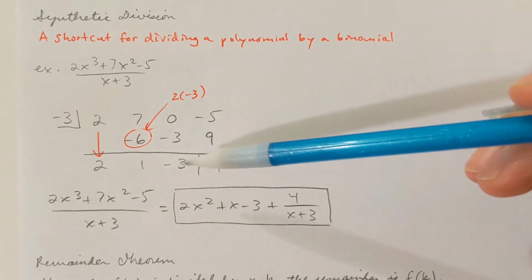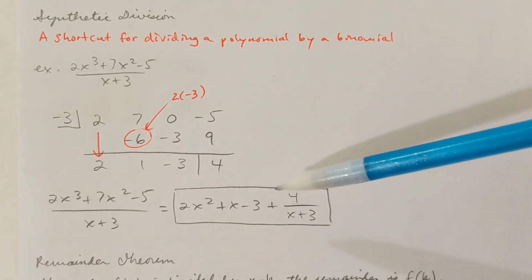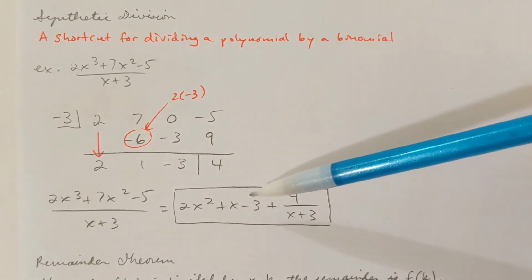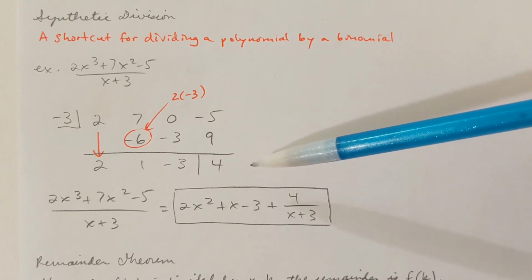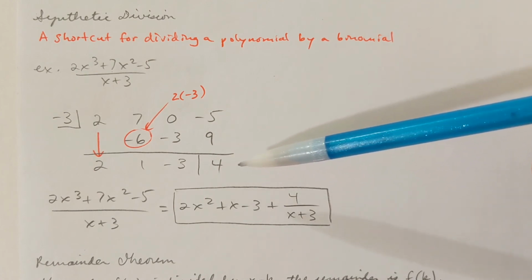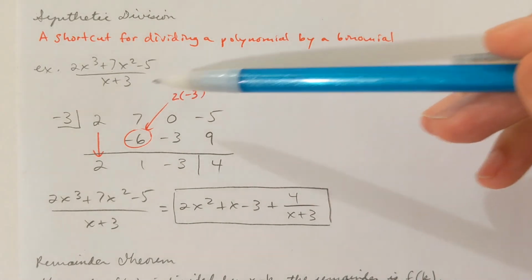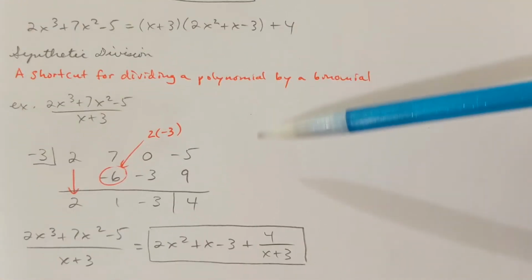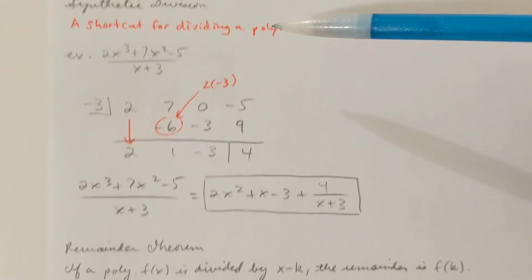But in this bottom row, we end up getting the answer, which is 2x squared plus x minus 3 plus the last coefficient, which is the remainder. And so plus 4 divided by x plus 3. Well, that's the same as what I got over here.